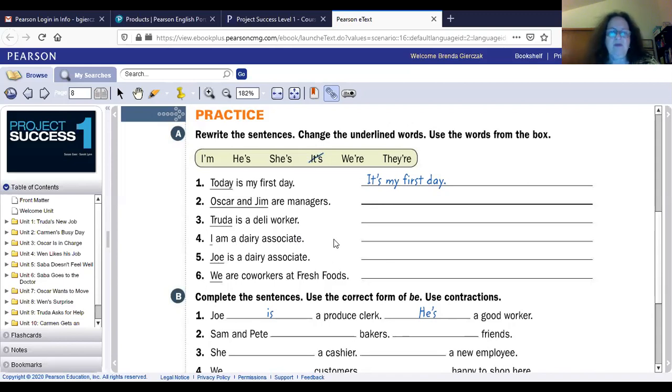Okay, let's go on to number 5. Joe is a dairy associate. So if we go up to our box again, we have the word he's that hasn't been used. So we're going to say he's a dairy associate. And you can write that in, right in sentence number 5. He's a dairy associate.